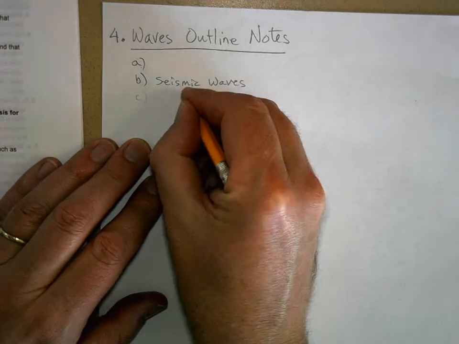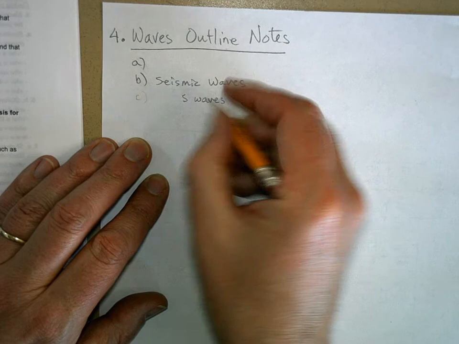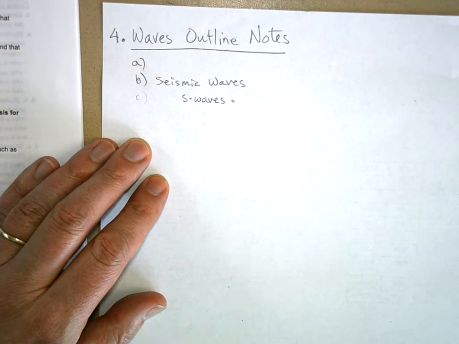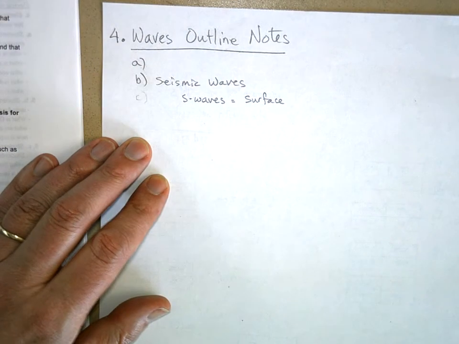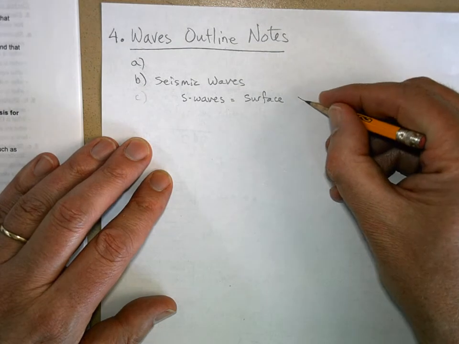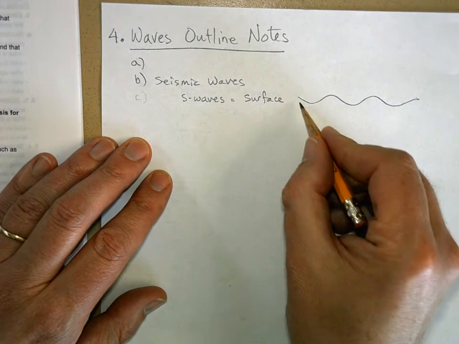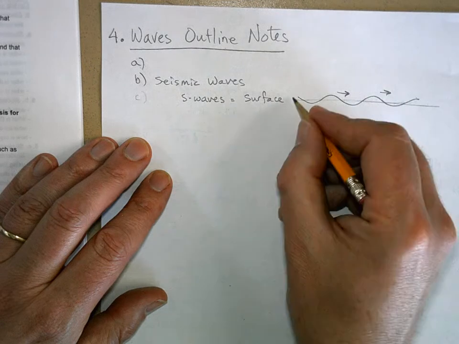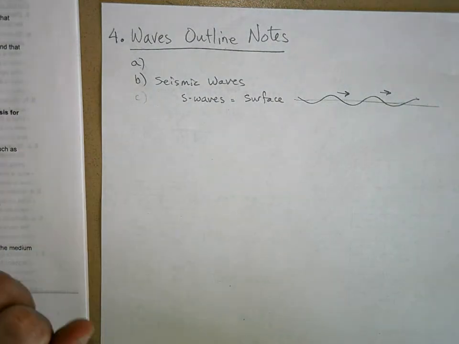One of them are called S waves. S waves, what does the S stand for? Nope. Good guess though. Surface. And these are the surface waves. And the surface waves means that on the surface, it's actually a transverse wave along the surface of the ground. So here's the ground. And these are the ground rippling, going up and down and up and down.